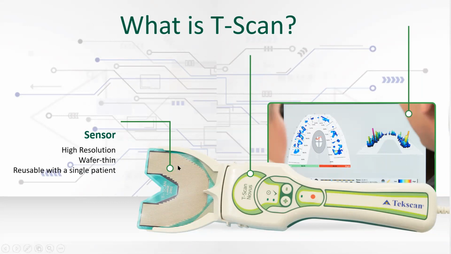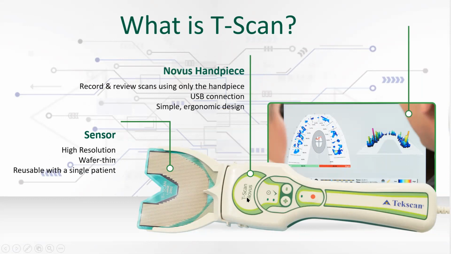It transfers digital force and timing information to the Novus handle, which is ergonomically designed and has a number of buttons that allow you to work closely with the patient. You can play the T-scan data forwards and backwards with these buttons. You can record with these buttons. You can record directly from the handle.